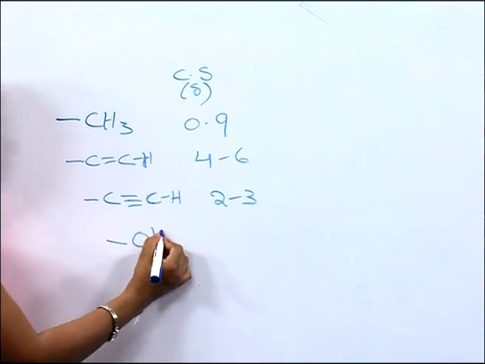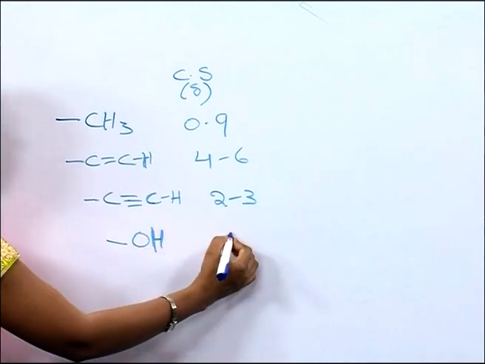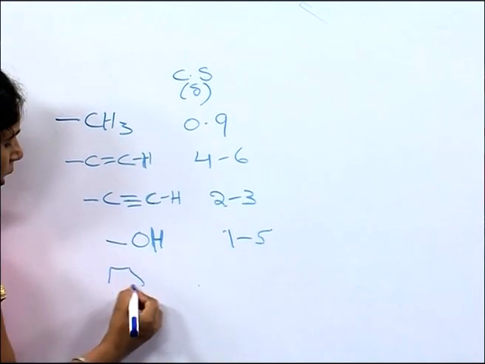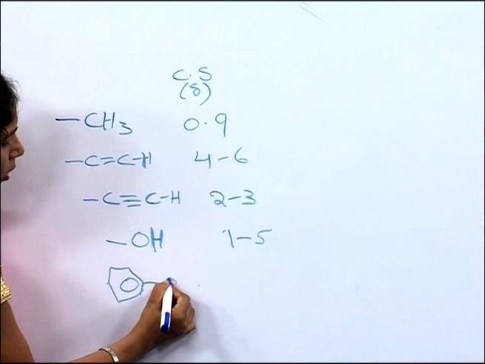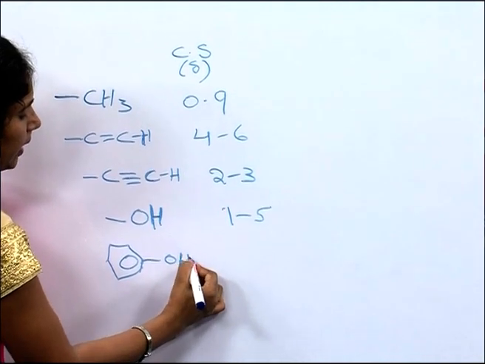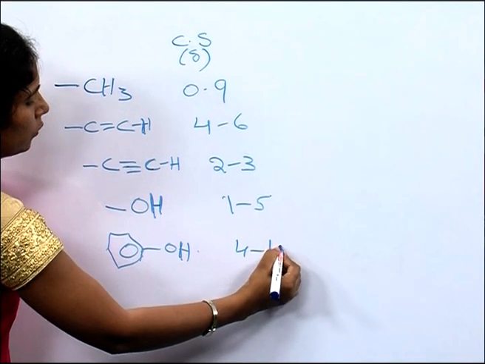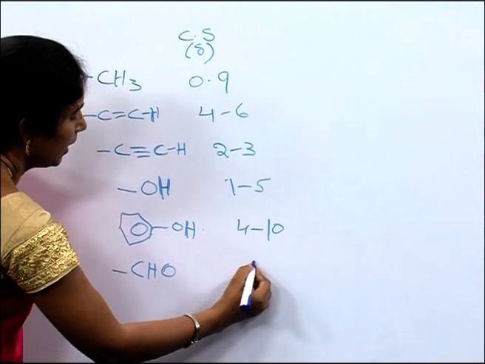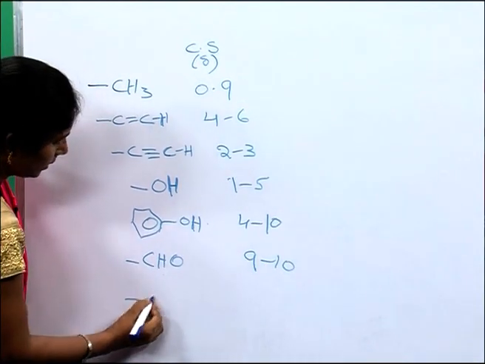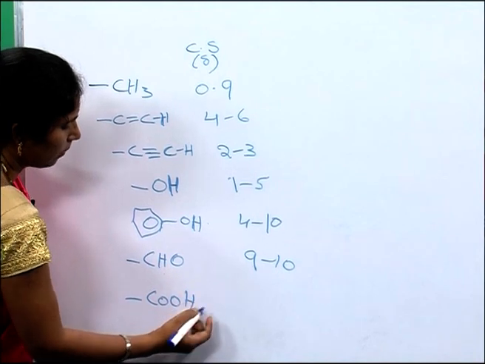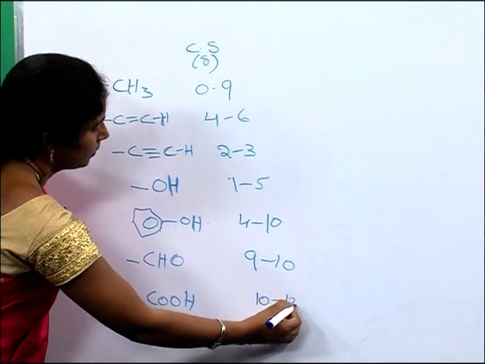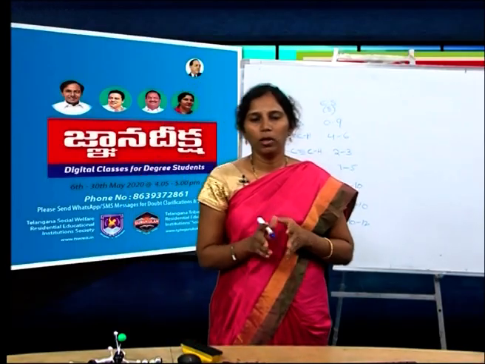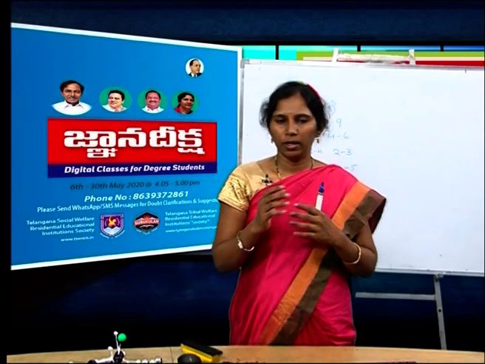And the alcohol proton, the proton of the alcohol group, we observe between 1 to 5, and if we take phenolic hydrogen, we will get the peak from 4 to 10, and if we take the aldehyde group, we will observe the peak at 9 to 10, and COOH, that is carboxylic acid, 10 to 12, like that. Like that we will get the peaks in the NMR spectrum depending upon the electronic environment of that particular molecule.